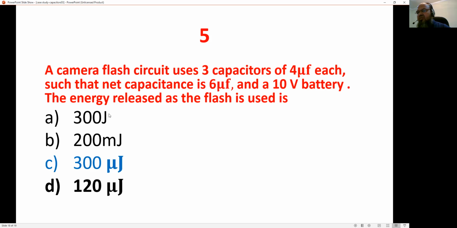You see that one answer is given 300 joule also. So you have to be cautious about the unit, that this will be the 300 microjoule.